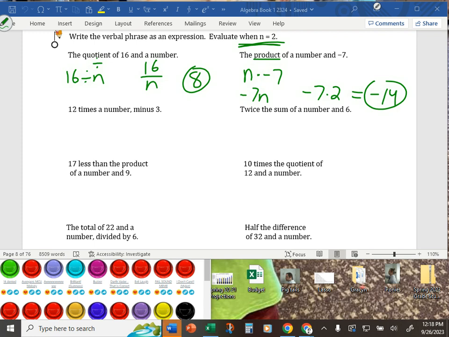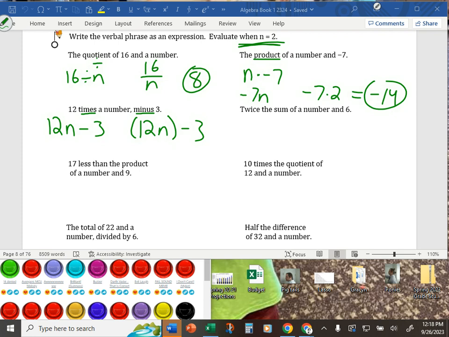The next one's got a comma. 12 times a number, minus 3. What does that comma tell us? What does it do? Parentheses. Yeah, it separates one operation from the other. You got two of them here, right? 12 times a number, minus 3. Okay? Now, if we write this 12 times a number minus 3, or someone said parentheses, 12 times a number minus 3, are those two things different as far as how we would solve them?